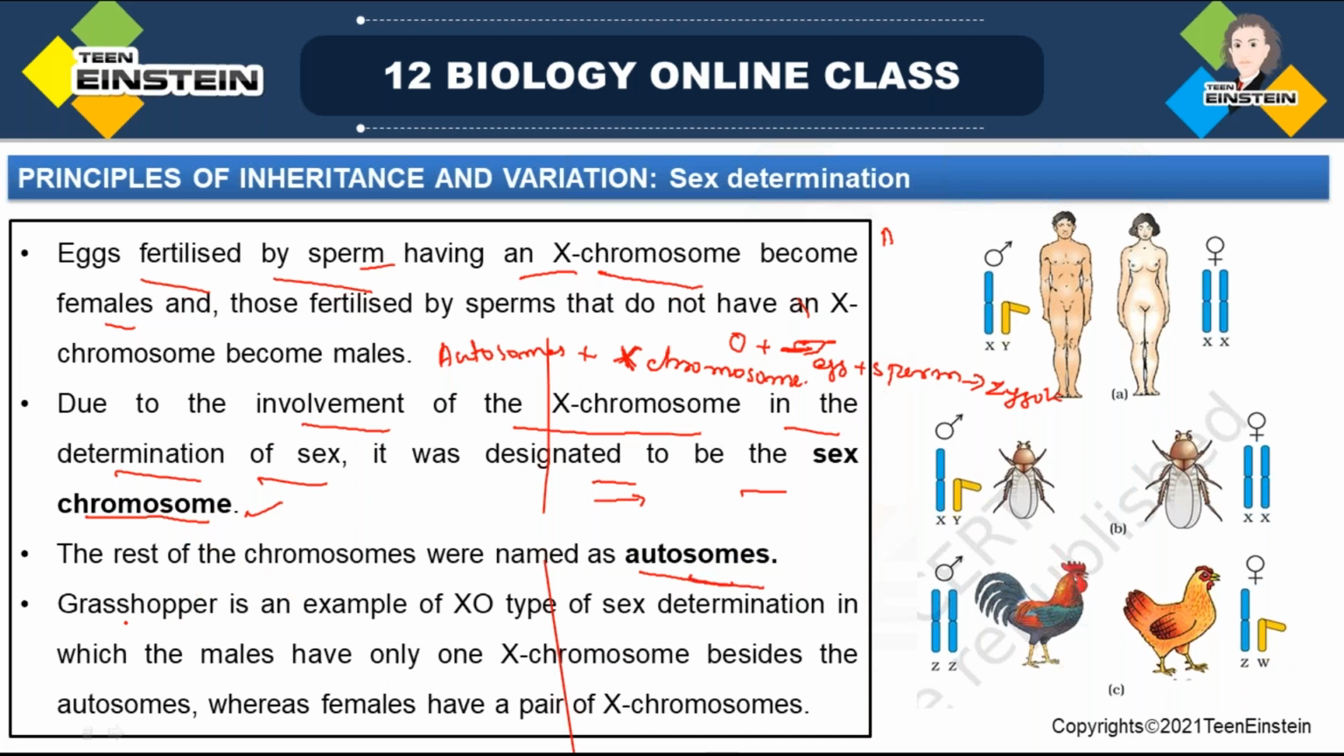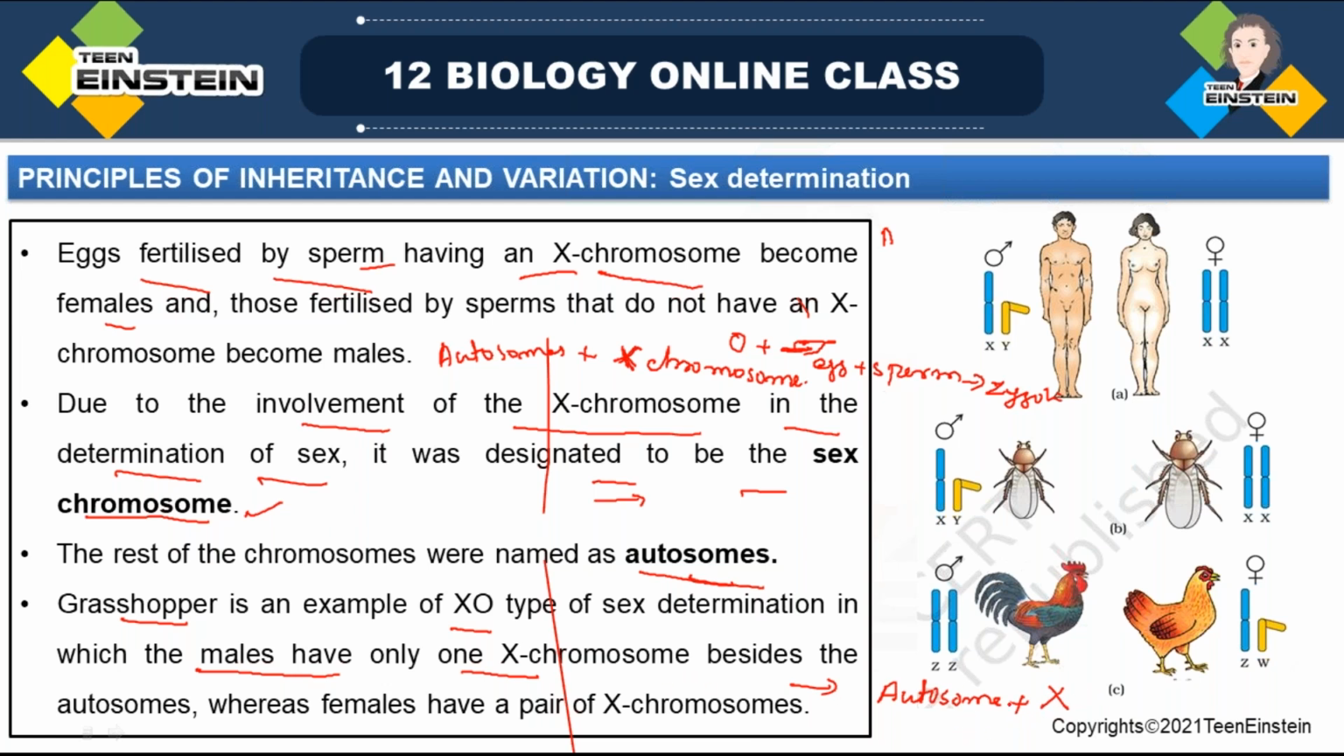Got it? Another example is the grasshopper, an example of XO type of sex determination. In grasshopper, the males have only one X chromosome beside the autosomes, whereas females have a pair of X chromosomes. So in the case of grasshopper, males have autosomes plus one X chromosome. They have only one X chromosome.